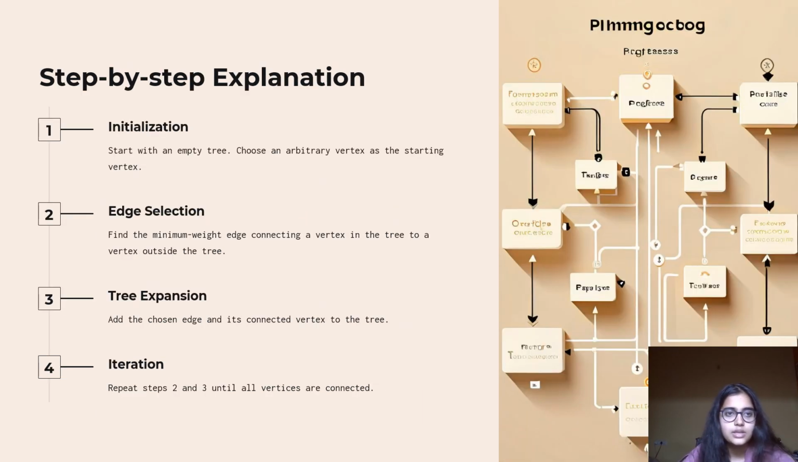And here's the step-by-step explanation of spanning tree. First, we have to initialize. We should start with an empty tree, choose an arbitrary vertex as the starting vertex, and next step would be edge selection. Under edge selection, we'll be finding the minimum weight edge connecting a vertex in the tree to a vertex outside the tree. And third is tree expansion. Add the chosen edge and its connected vertex to the tree. And fourth is iteration. Repeat step 2 and step 3 until all the vertices are connected.